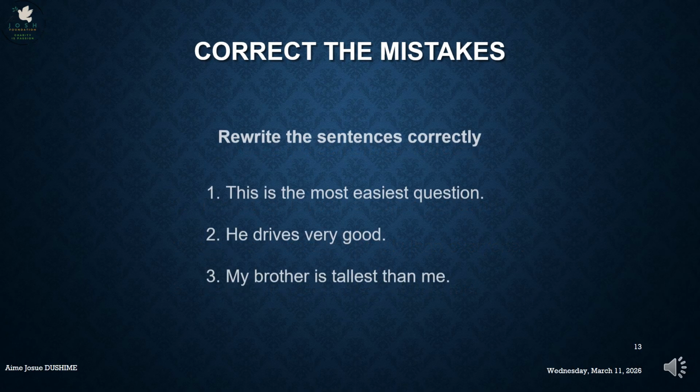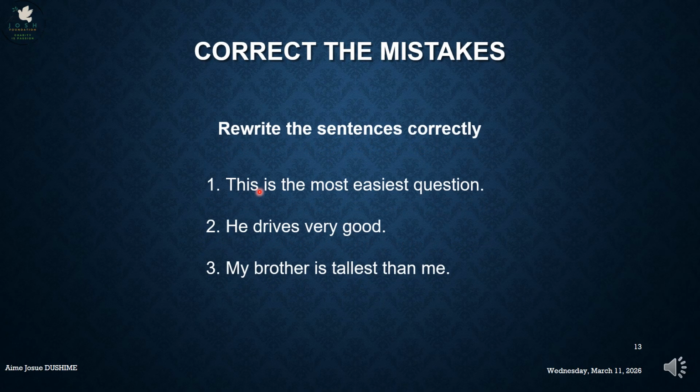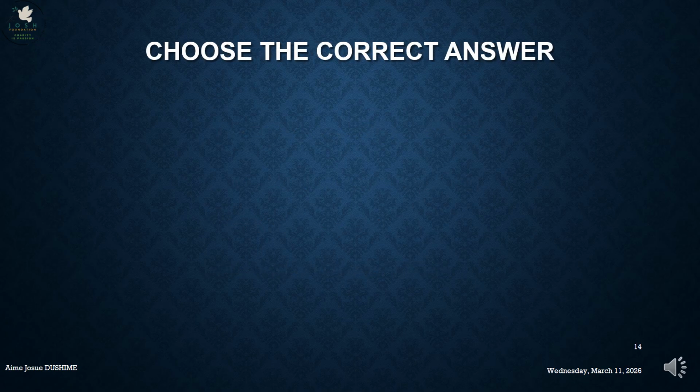And correct the mistake here too. You write the sentence correctly. This is the most easiest question. He drives very good. My brother is tallest than me. You're going to correct the mistake. It is very, very wrong. Just do the right thing and then make a good one out of it.